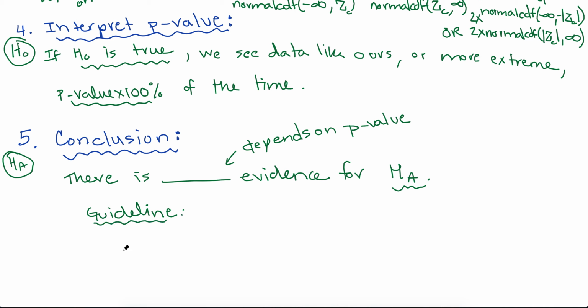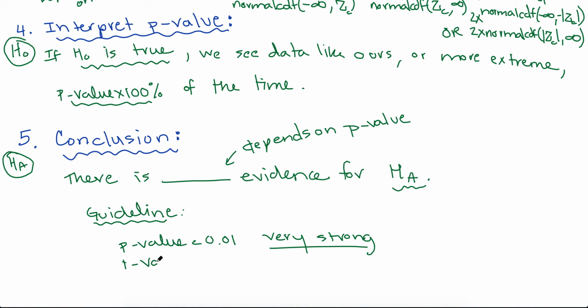So our guideline for that wording, we had the general idea, the smaller the p-value, the stronger the evidence you have. So if we have a p-value that's really small, less than 0.01, so you see data like ours or more extreme less than 1% of the time under the null, then we have really good strong evidence. So very strong evidence. Put that here for the research claim.